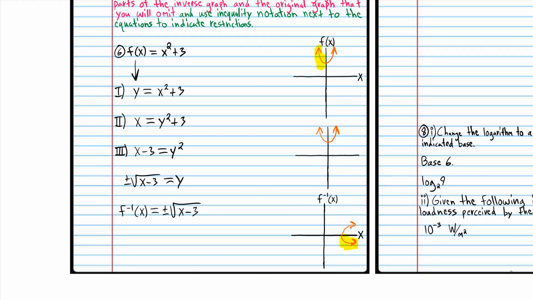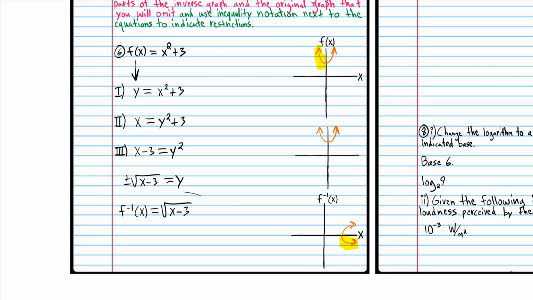But if we want them to be perfectly matched, and by the way, before I forget, let's go ahead and do that. So we need to erase this negative symbol. All right, so now it's just root x minus 3, not plus or minus root x minus 3.